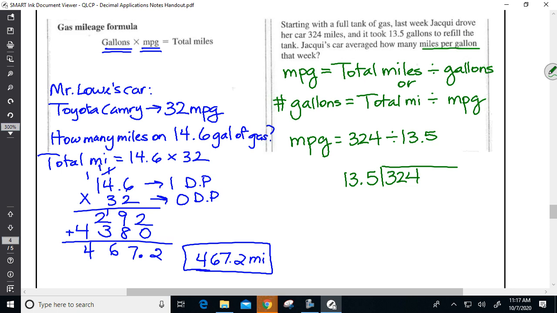What it is: move the decimal place. Change 13.5 to 135 and change 324 to 3,240. So move the decimal, and then move the decimal. Since 324 didn't have a decimal, put a 1 at the end, and then fill in the 0.